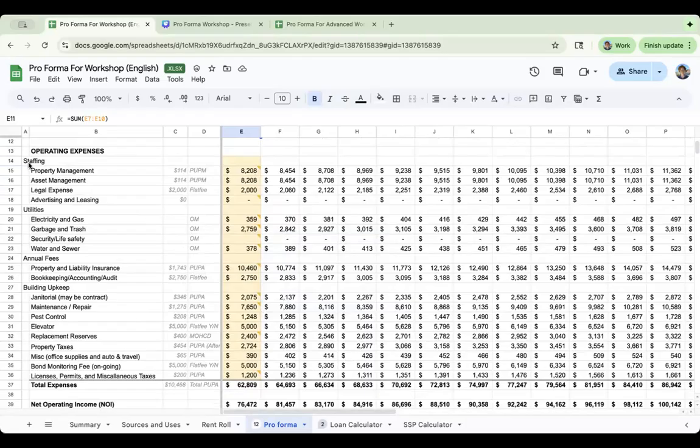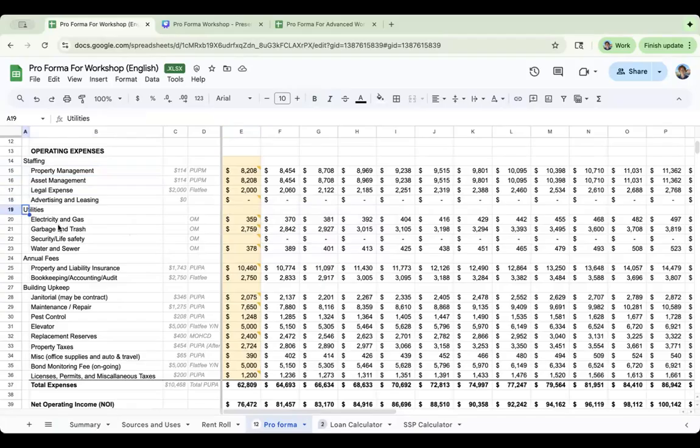Okay, so here are some really classic expenses that you'll have for a building. Staffing. We've got to pay property management. We pay ourselves an asset management fee. We have legal expenses and advertising and leasing when units are free. I don't know why. Oh, it's 0 because we have a staff person that does it.